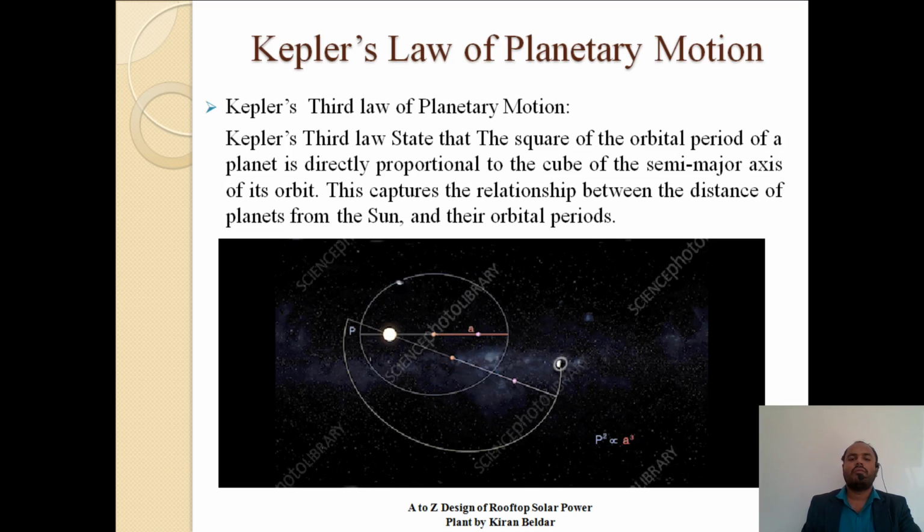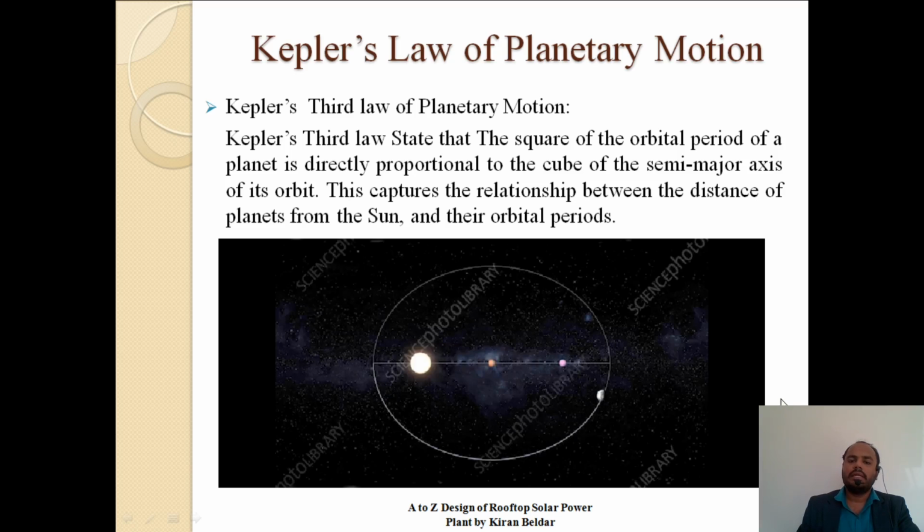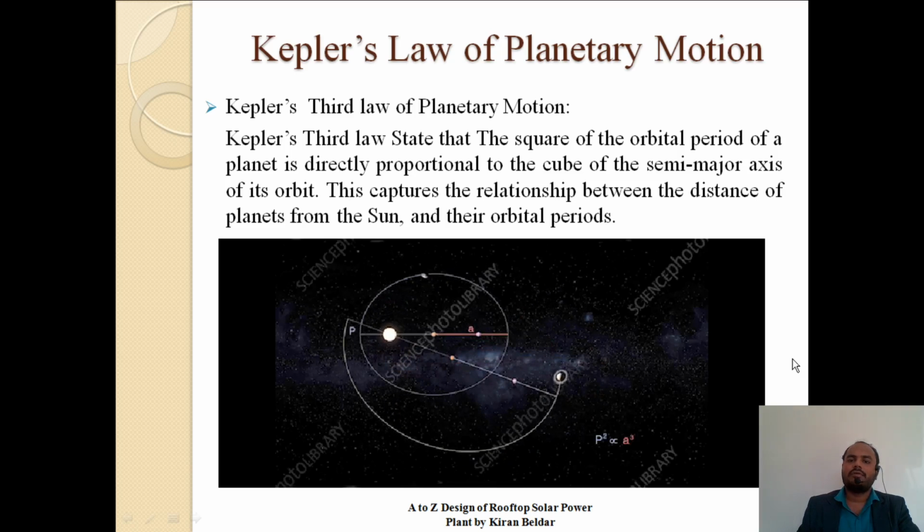Basically, the square of the time period which Earth takes to revolve around the Sun is proportional to the cube of the semi-major axis of the ellipse around which Earth revolves about the Sun. The square of the time period is proportional to the cube of the semi-major axis of the ellipse. This is nothing but Kepler's third law of planetary motion.